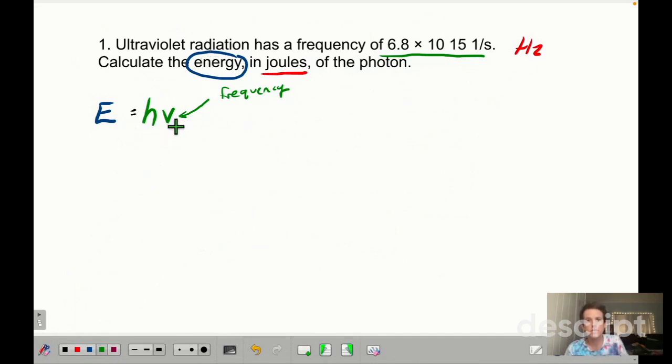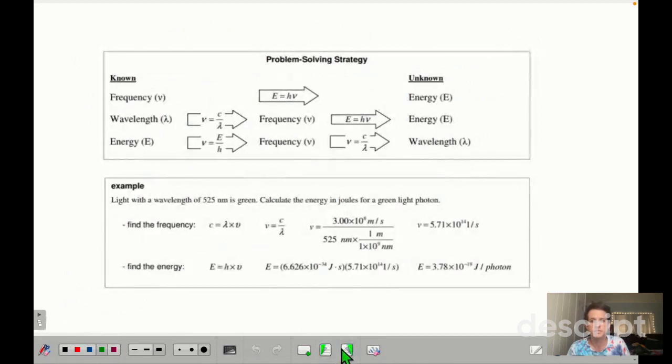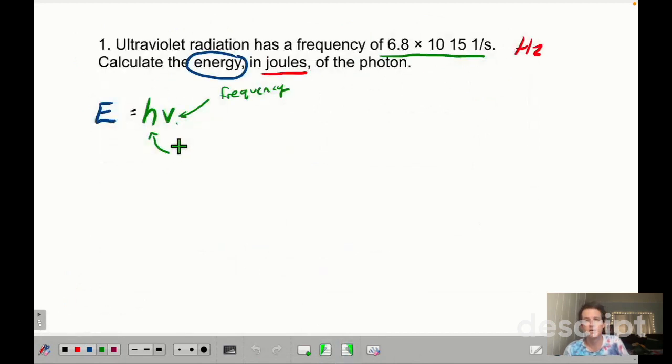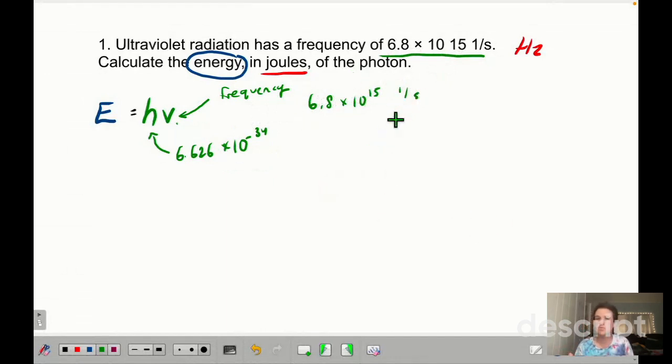Since we know this, and we also know this, Planck's constant, which is defined as basically the smallest amount of anything. I think that's a bad way to say it, but I think that's essentially what it is. And this is times 10 to the negative 34th. And we know the frequency right up here, it was 6.8 times 10 to the 15th 1/seconds. So that's essentially it. We just have to multiply those together.